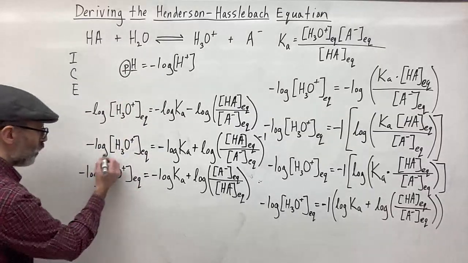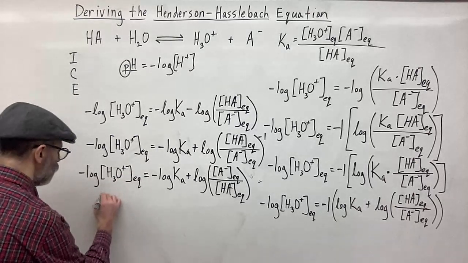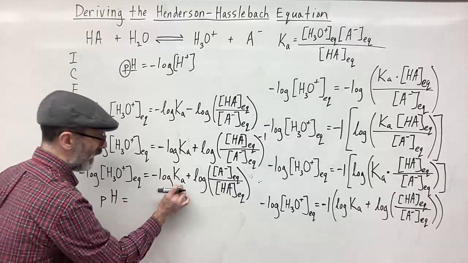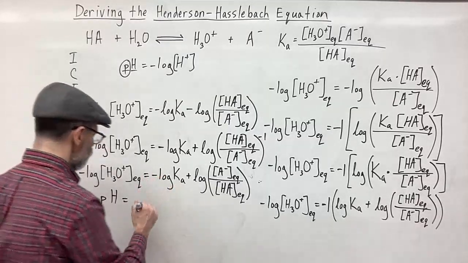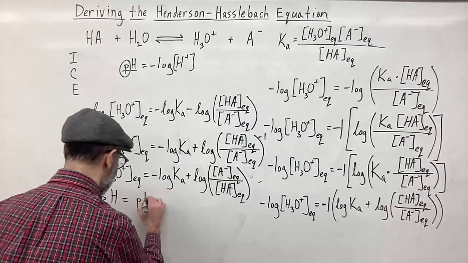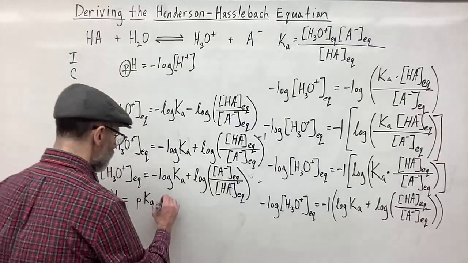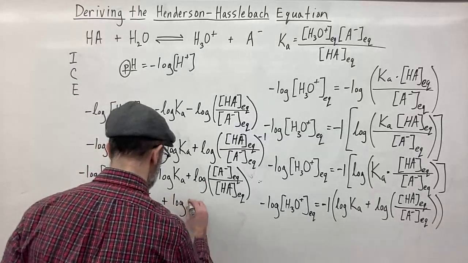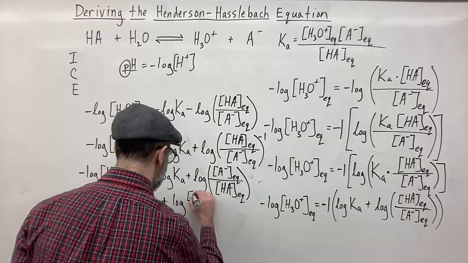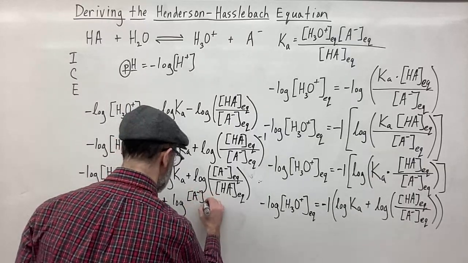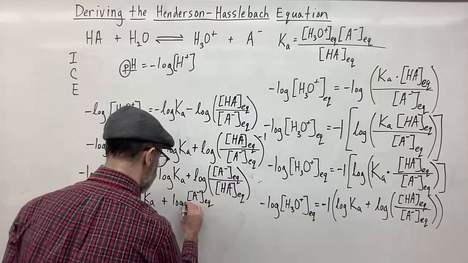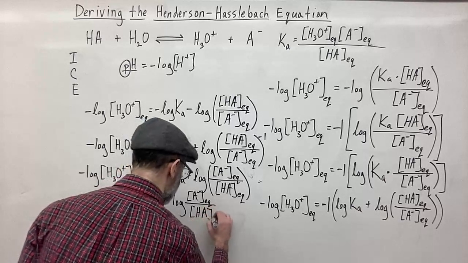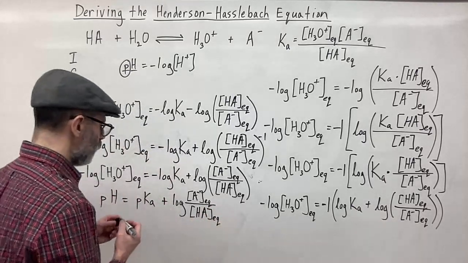So here is going to be pH, and that's going to be equal to, and look, here we have the negative log of Ka. Well, negative log is P, so that's going to be equal to pKa, plus the log of the conjugate base concentration at equilibrium over the concentration of the weak acid at equilibrium.